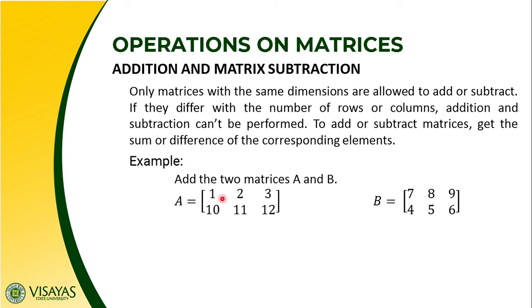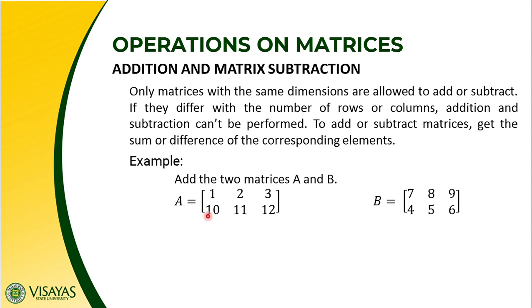And as you can observe, A and B have the same dimension. They are both 2 by 3 matrix because it contains 2 rows and 3 columns. So you can add A and B since they have the same dimension. They are both 2 by 3 matrix.